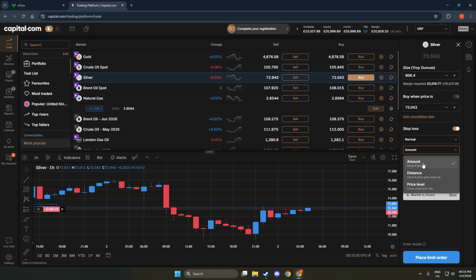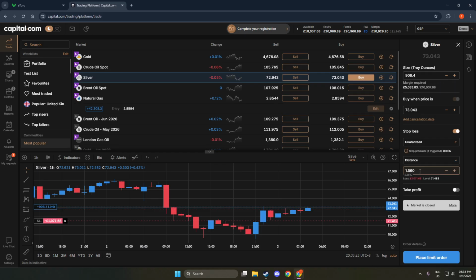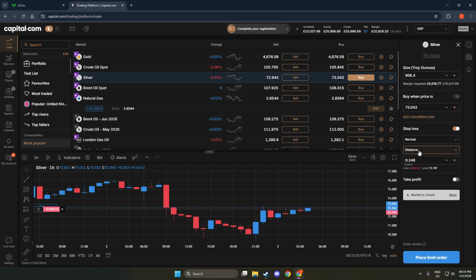If you choose distance, you'll enter how far away, in points or pips, the stop should sit from your entry. This keeps it simple and consistent across similar trades. If you choose amount, you tell the platform the monetary value you're comfortable risking, and it will calculate the stop level based on your position size. This option helps align each trade with your overall risk plan.